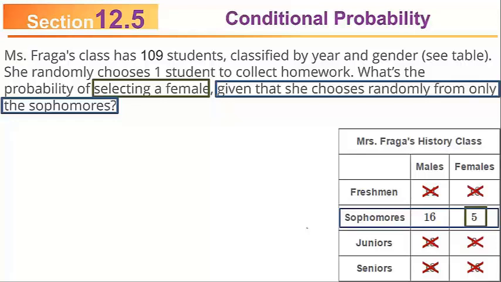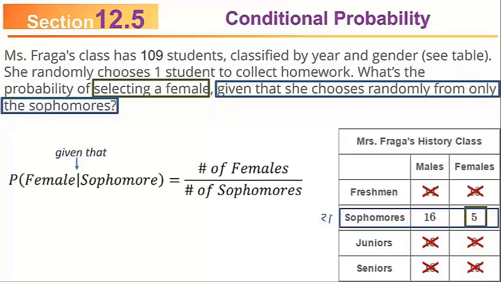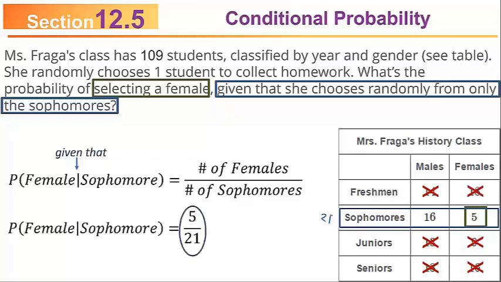And notice again, I said it, but I'll actually write it. There are 21 sophomores, so the probability that the student was female, given that the person was a sophomore, is going to be the number of females over the remaining things in the sample space, which are just 21 sophomores. So your answer is 5/21. Very simple if you understand what you're trying to do.